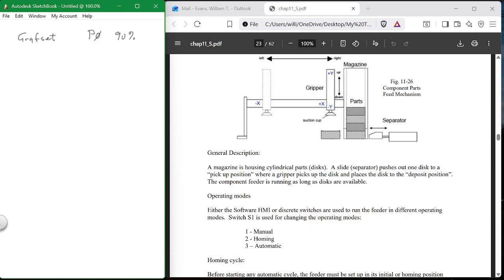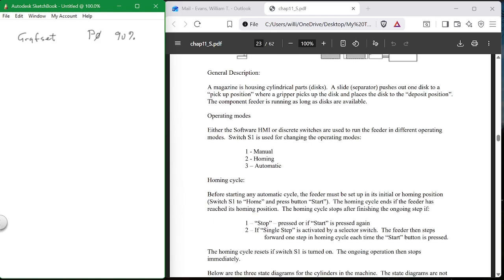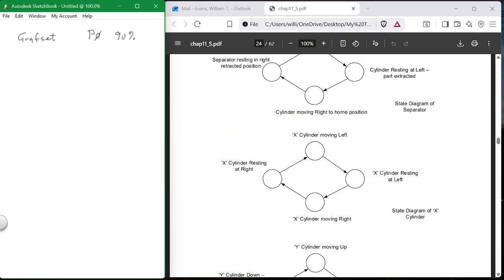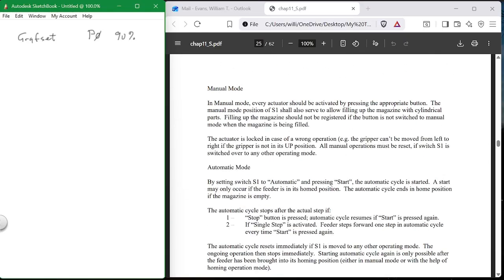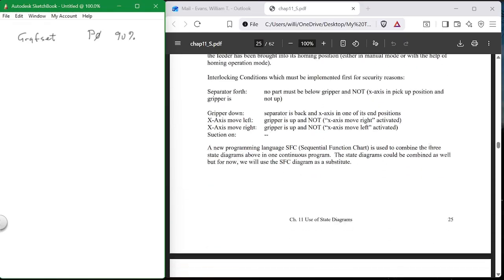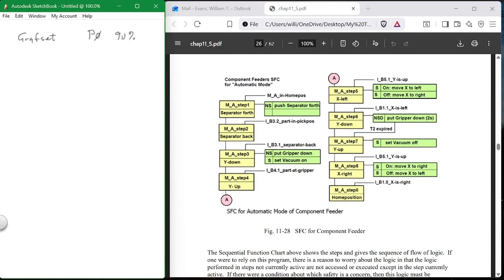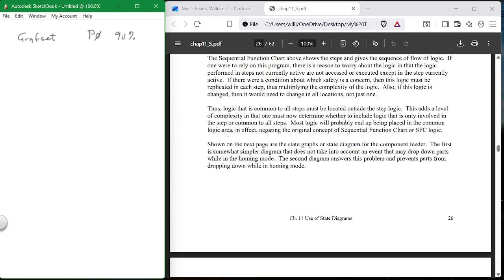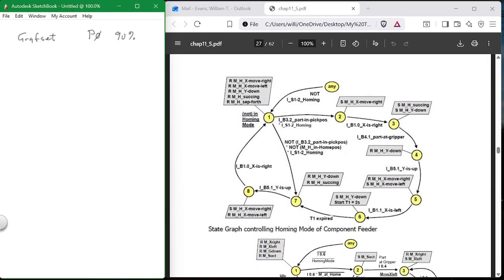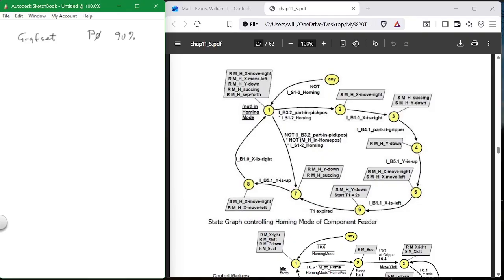Okay? That being said, there is a better way, in my opinion, and that would be what they call a runoff diagram. Now, here's another one. And here is a state diagram for that.